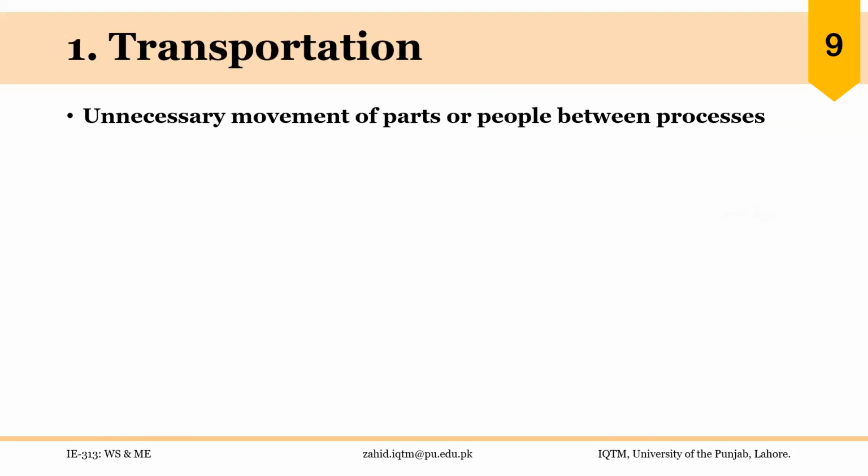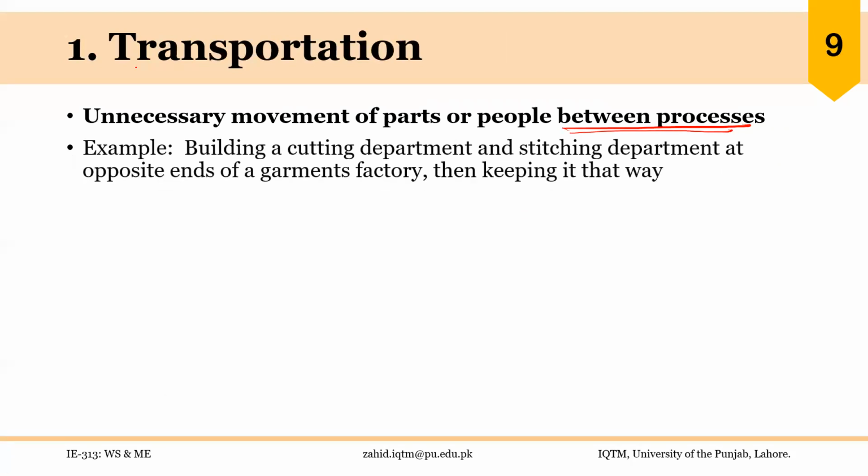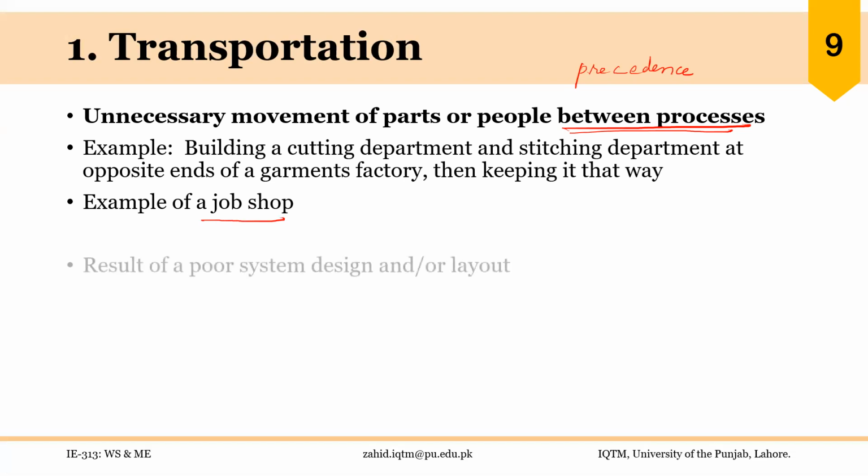First, transportation, unnecessary movement of parts or people between processes. So that is transportation. Examples could be many. Building a cutting department and stitching department at opposite ends of a garments factory, then keeping it that way. So there is a precedence requirement in any manufacturing setup. So there is an activity that is performed before the other activity. So the activities that are to be performed in a sequence, one after the other, they should be close together physically as well. There is a lot of transportation in a job shop or the jobbing process that we will discuss in the next lecture what it is, because the routing of each product is different than the other. So one of the goals in a job shop is to actually minimize the transportation.